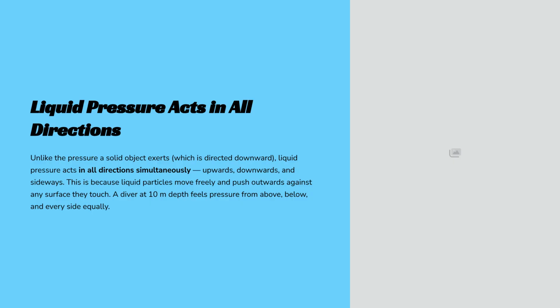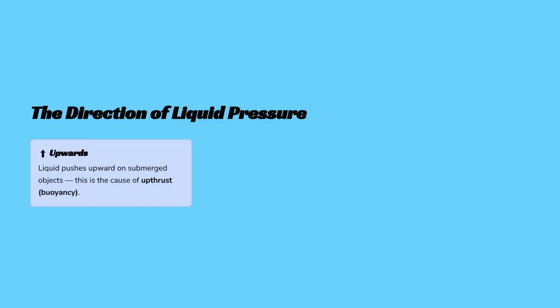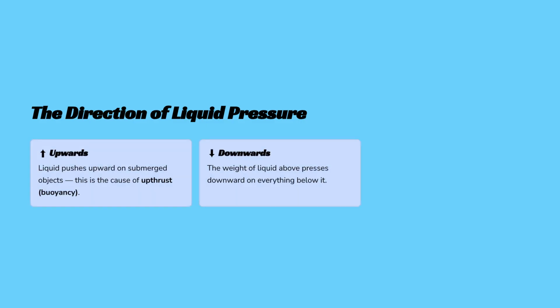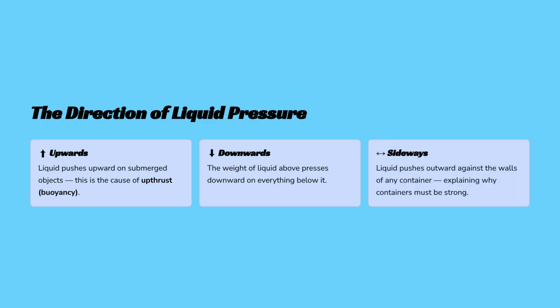This is because liquid particles move freely and push against any surface they touch, whether above, below, or to the sides. This omnidirectional pressure has several effects. It causes upthrust on submerged objects, creates downward force due to the weight of the liquid, and pushes outward against container walls, which is why those walls must be strong.